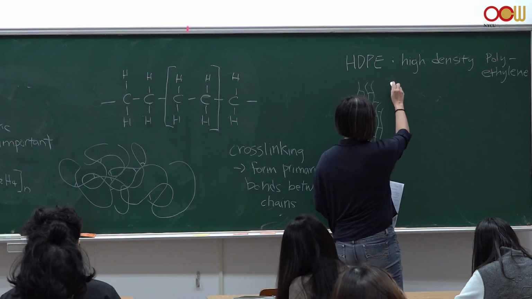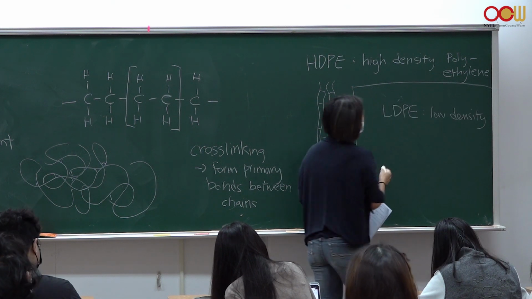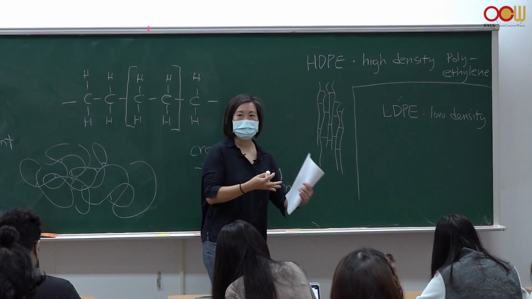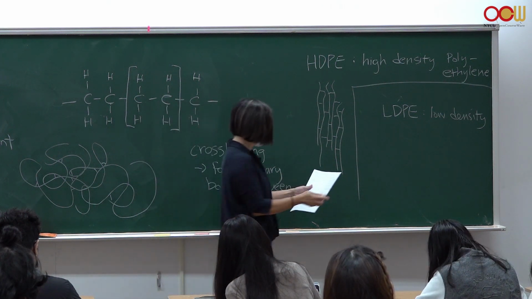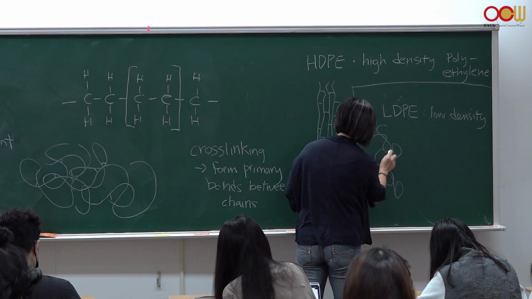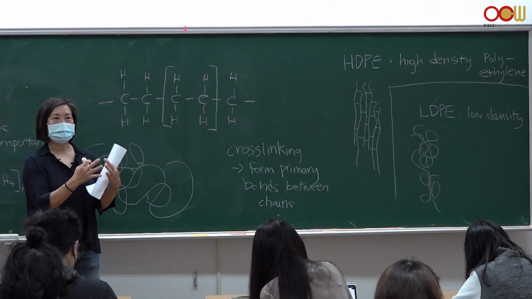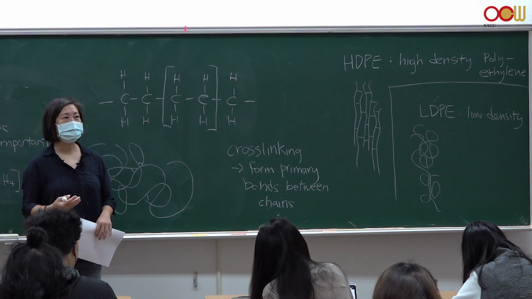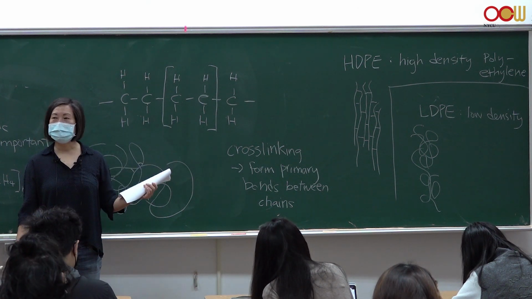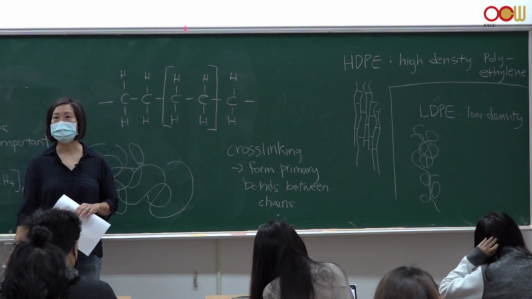You can have low-density polyethylene. This is extruded quickly, and you don't allow time for the chains to line up, so you get a more jumbled material. So it has lower density, it's not as tightly packed together. And if you don't add any cross-linking, it's also very, very stretchy. So a lot of plastic bags are made from low-density polyethylene.